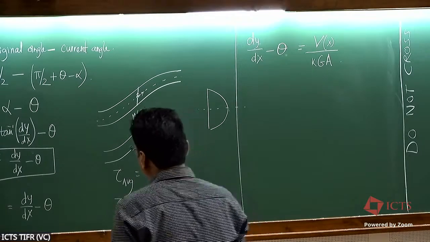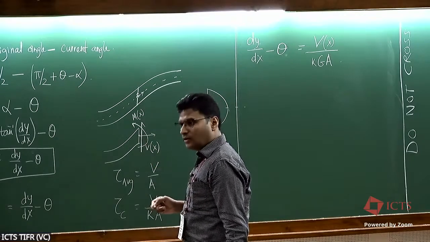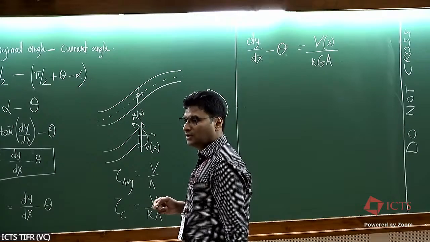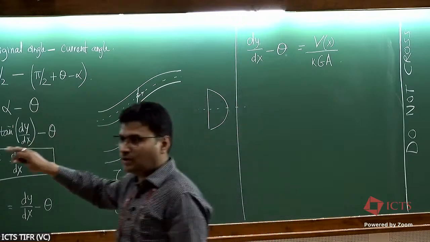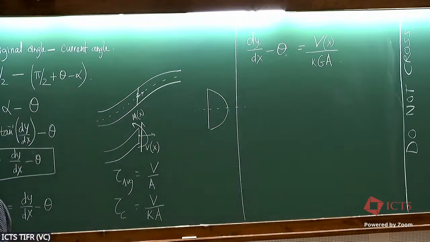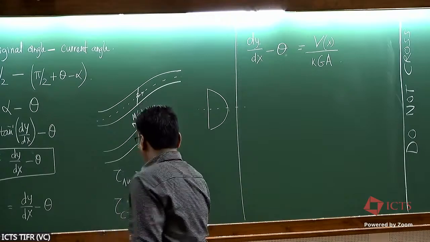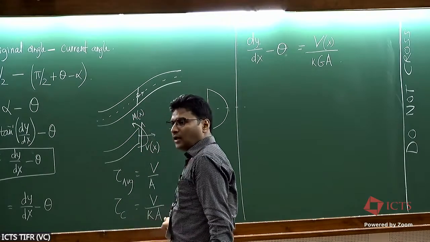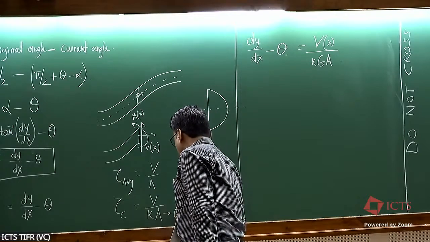V is the shear force in the cross section. And in these theories, we are only interested in the vertical component, the shear force component only. The axial force component, we don't talk about that. The K is the shear correction factor, and A is the cross-sectional area.